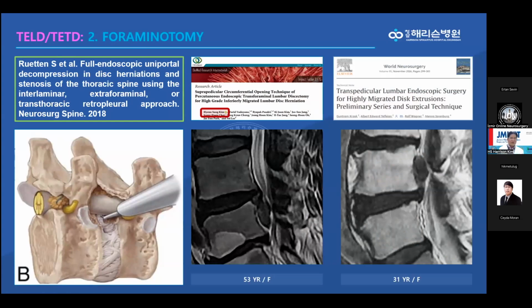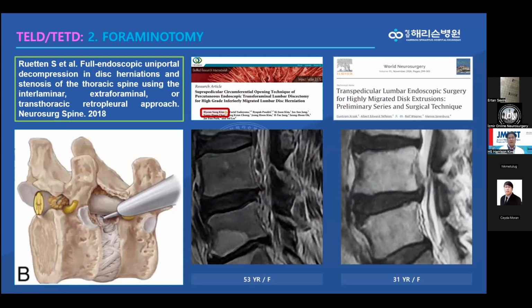The second very important point of the transforaminal approach, as I already mentioned, is how to make sufficient working space, because the foramen is always not sufficient to operate to the target point. Making sufficient working space is a very important portion of succeeding in transforaminal discectomy. In the transforaminal approach, we can easily overcome this problem by foraminotomy. Using foraminotomy, you can see that highly migrated cases and highly stenotic cases can also be easily overcome using these techniques.